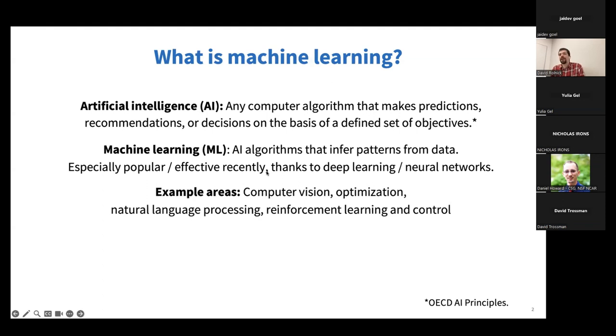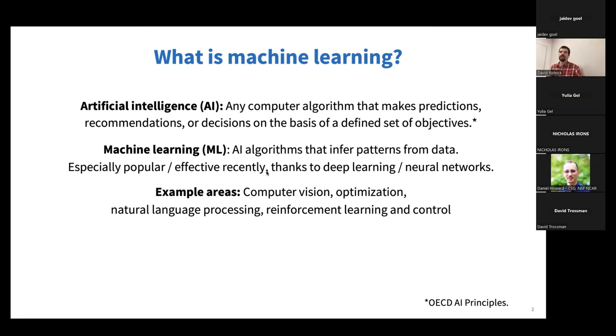There are a lot of other kinds of machine learning that are very effective and also very widely used, everything from Bayesian methods to random forests. Now, some example areas that you may have encountered within machine learning include computer vision, which has to do with processing images, and optimization, which is what it sounds like. There are many kinds of optimization that aren't machine learning based, but some are.